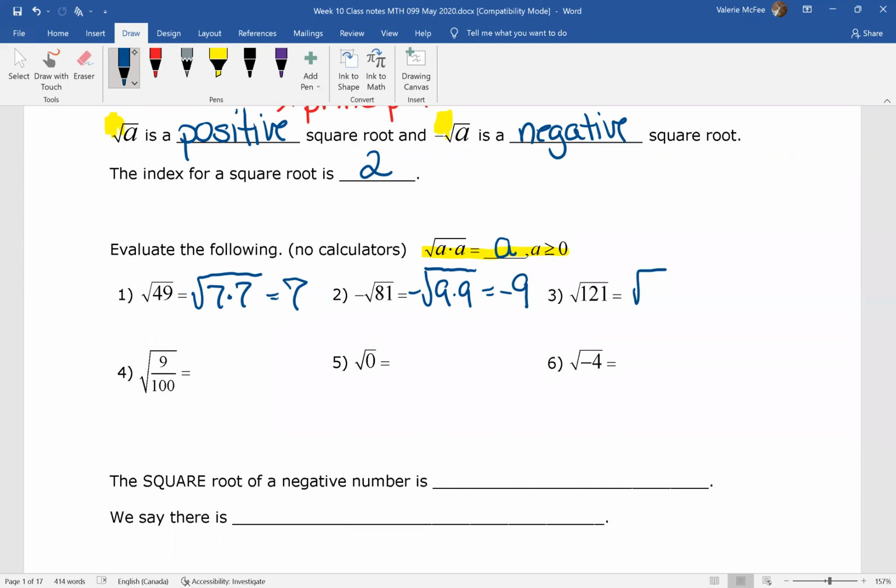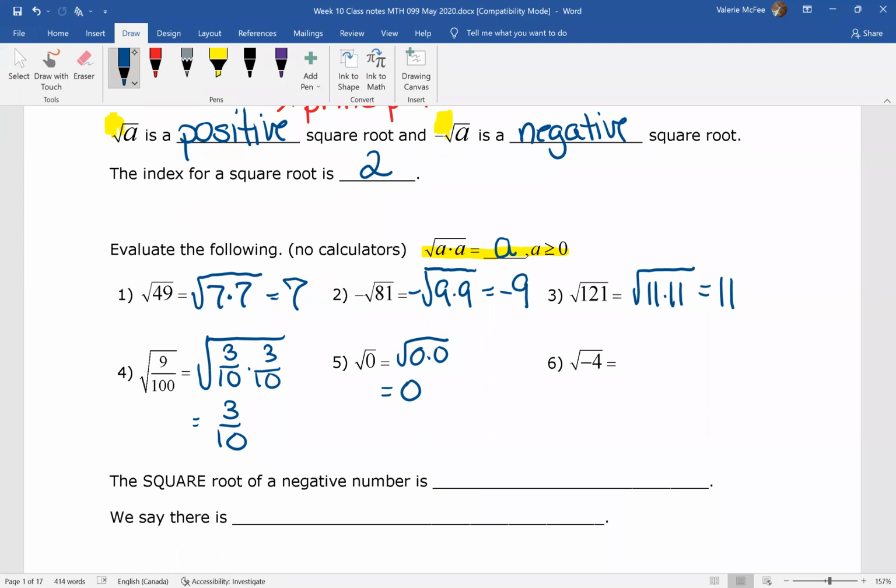For question 3, we see that this is the square root of 11 times 11, which equals 11. This is the square root of 3/10 by 3/10, and therefore equals 3/10. Did you get the square root of 0? I hope so, because we know that this is 0 times 0, which equals 0.